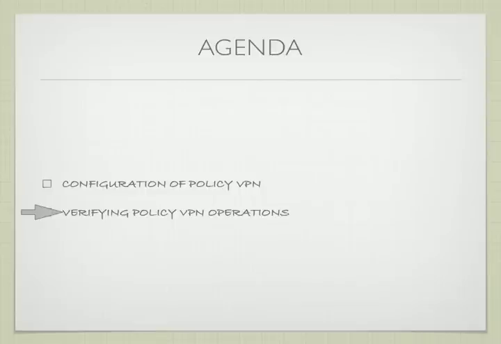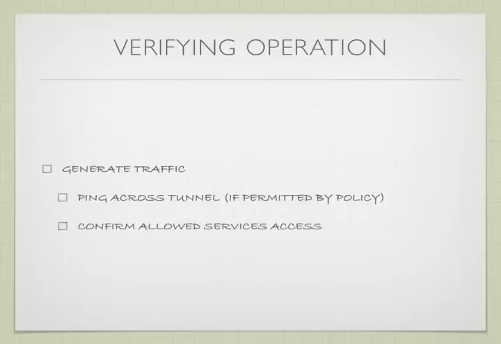Okay, now that we have a completed VPN created, all four steps are done. We're going to look at the commands you can use to see what's happening with your VPN. You want to generate traffic across the VPN right after it's created. You can send a ping down the tunnel if that's permitted by policy, or generate traffic on the services that you've allowed on that tunnel, or receive traffic from the other side.